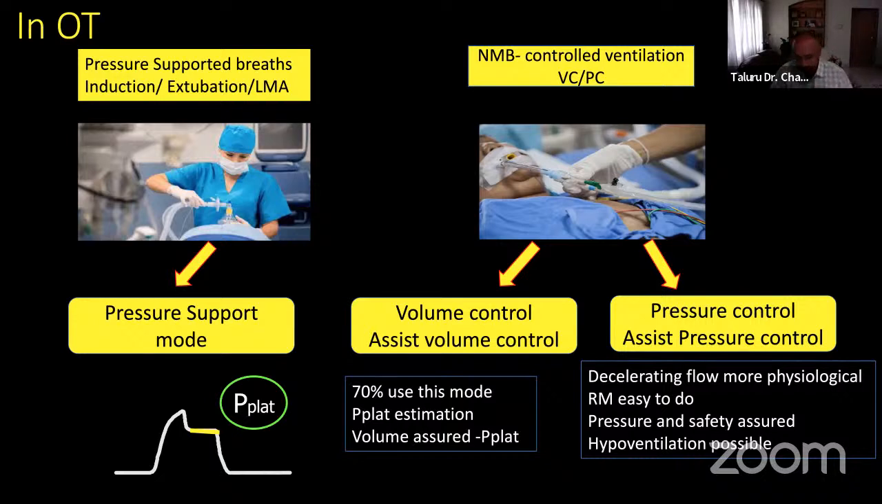And how does the P plat come? P plat is always with a square wave, constant flow in a volume control. And postgraduates can type: how do you get a P plat on a ventilator, by pressing which button, for how many seconds? Just to have a revision of what we learned.